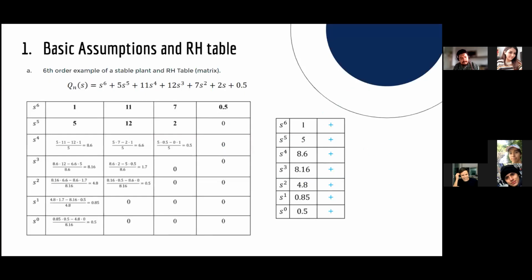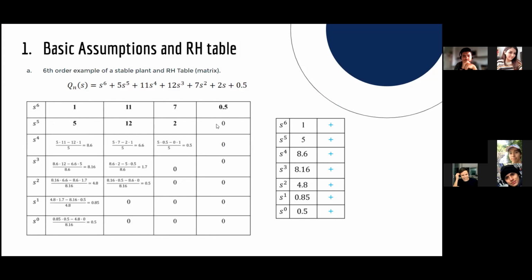And so this is our first example. It's a 6th order example. To create the RH table, we have to take the coefficients by skipping one in the first row. We take the 1, which is the coefficient of s^6. Then we skip one, the coefficient of s^5. We skip it, and we choose the one of s^4, which is 11. Then we also skip one. We get the 7, and lastly the 0.5.